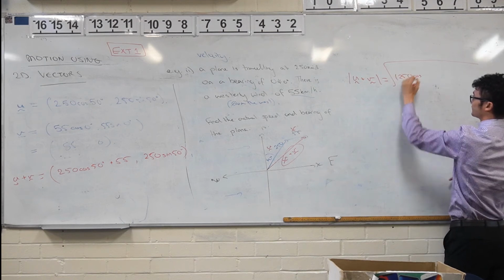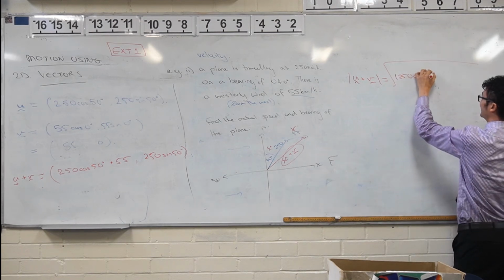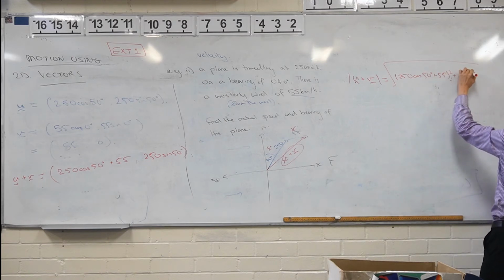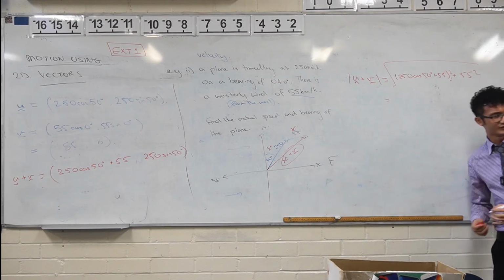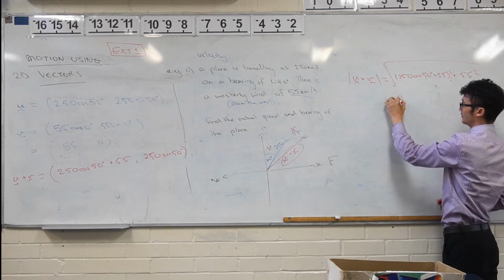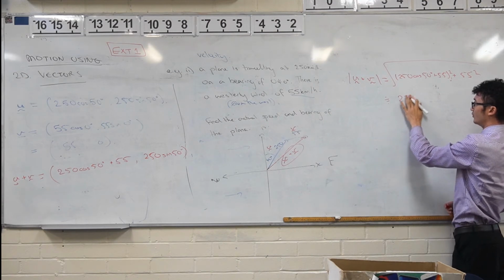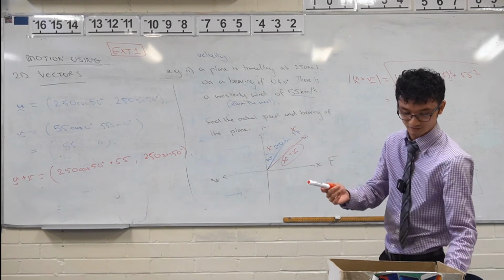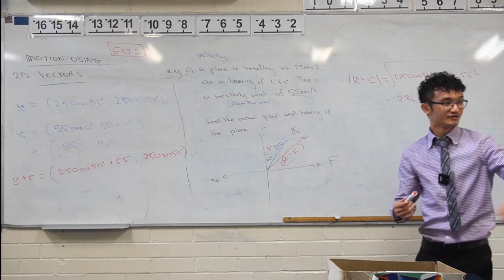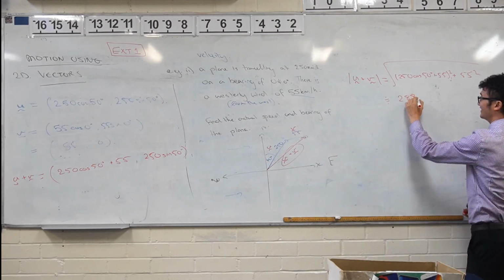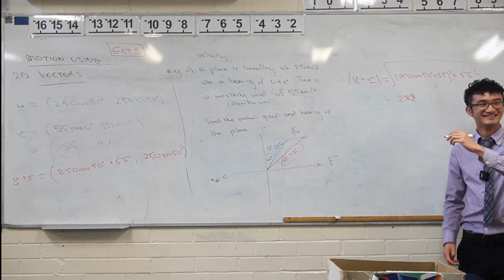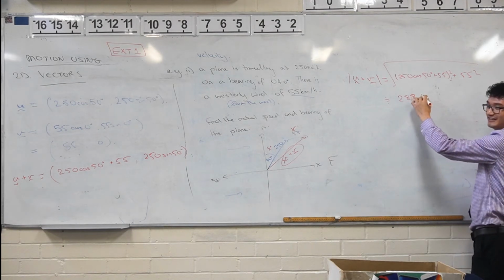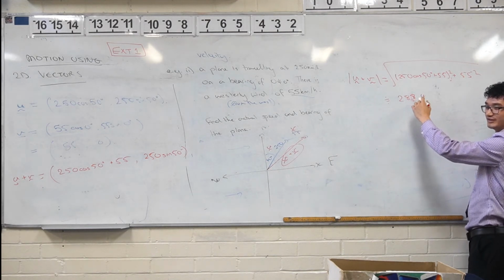250 cos 50 degrees plus 55, all squared, plus 55 squared. This is for the magnitude. And what did you say you got? Around 288 point something? Did you square root it? Okay, what did you get, Matt? Did I do it right?